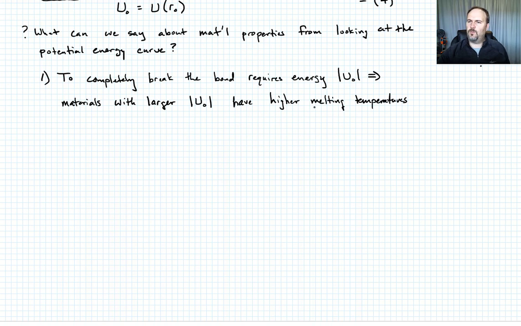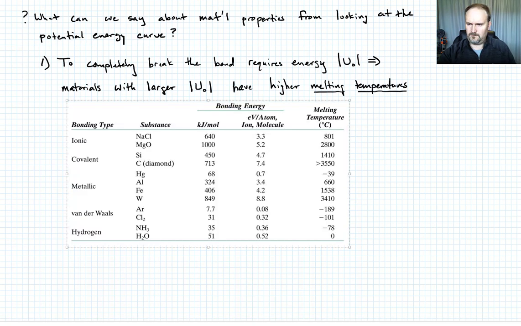Okay, so that's one property that we can make some statements about just on the basis of the bond energy curve. Let me show you a table. In this table, what you're looking at is different bond types. Here, for ionic bonding, which we'll talk about in an upcoming lecture, you have NaCl, which has a relatively low bonding energy. Then looking at magnesium oxide, which has a higher bonding energy, you see that the lower bonding energy corresponds to a lower melting temperature, versus the higher bonding energy, which corresponds to a higher melting temperature.